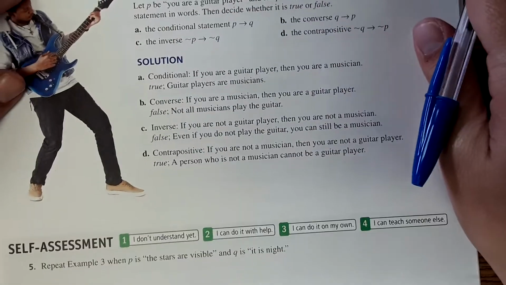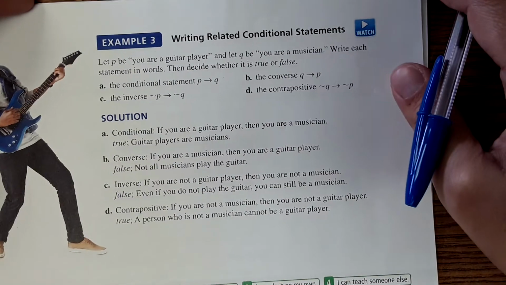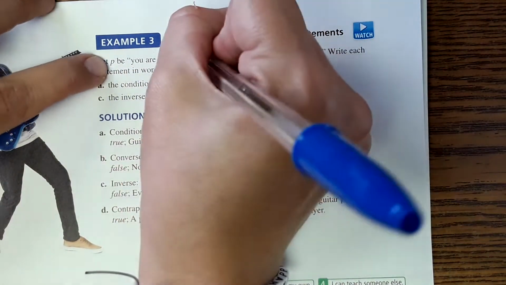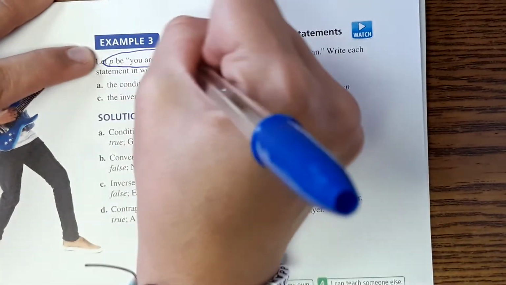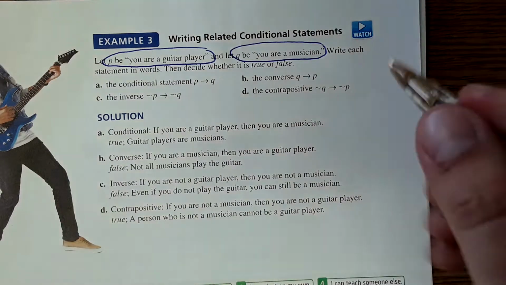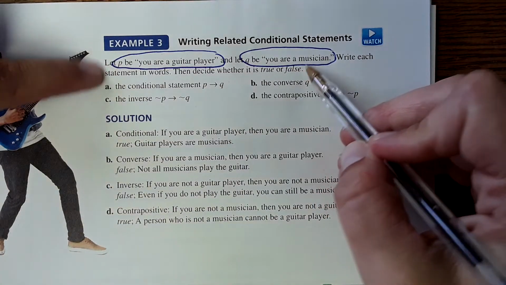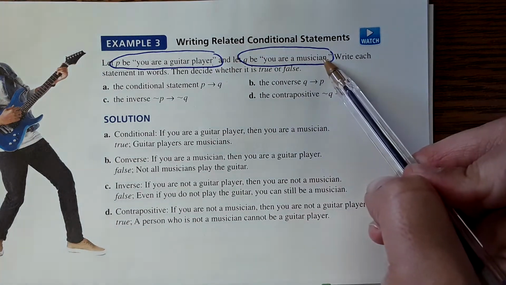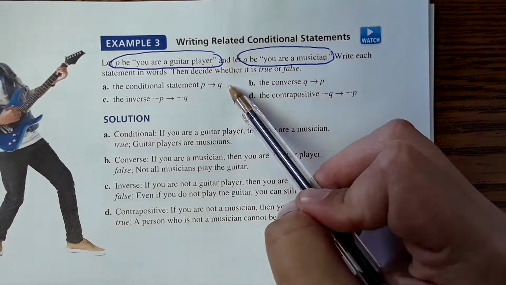continuing. So how do we use that? Here's an example of how it gets used. So let P be you are a guitar player, so that's P. And then Q be you are a musician. So based on that, you could say if you are a guitar player, then you are a musician, and that would be the conditional statement.